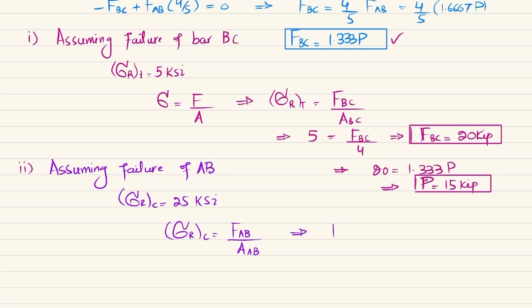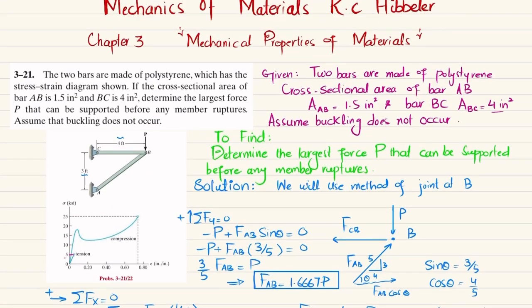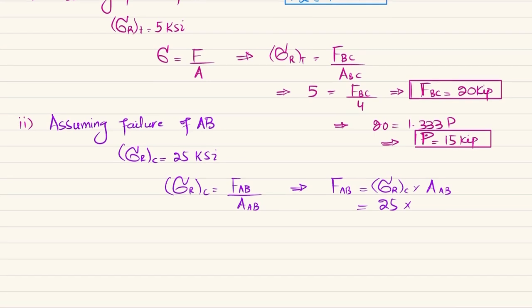So from here, FAB will be equal to the rupture stress due to compression times the area of AB. So you have the value 25 multiplied by the area of AB, which is 1.5 square inch, and you will get the force in member AB. This force in member AB comes out to be 37.5 kips.